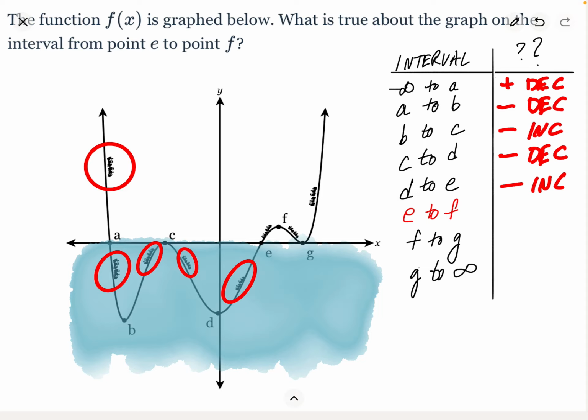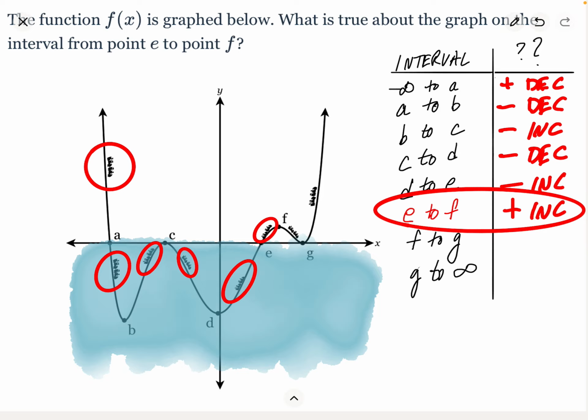I keep increasing, but when I pass e, I'm no longer in the water. I'm out of the water. So this little piece of the graph is going to be positive and increasing, which is what we're looking for in this particular question. But let me finish this off.